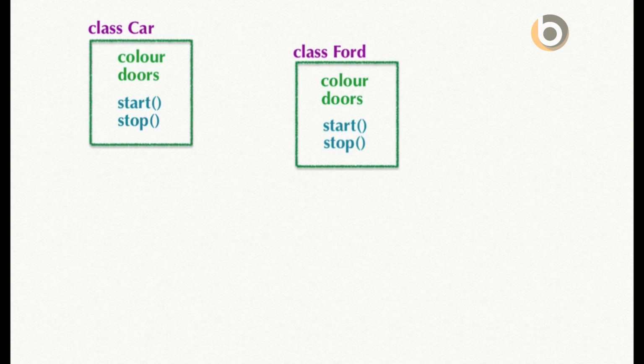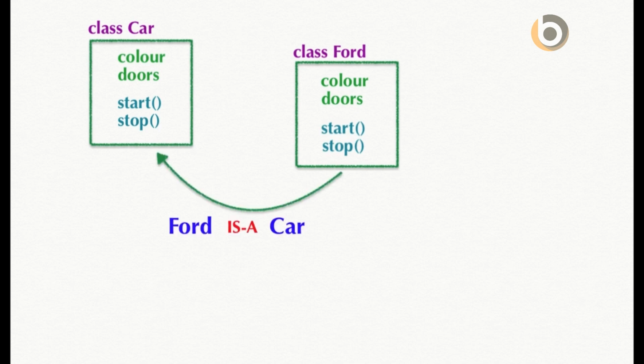So the relation between Ford and car is that Ford is a car. So Ford will have all those properties and functions that are inside car. One way of achieving this is that we rewrite all the properties and functions that are in car class in our Ford class as well. And the second way of doing it is inheritance. So here inheritance comes into play. By using inheritance we can simply use all the properties and functions that are in car in Ford.